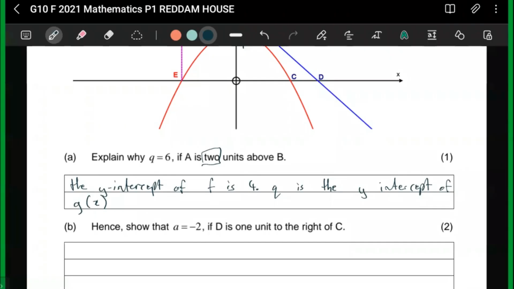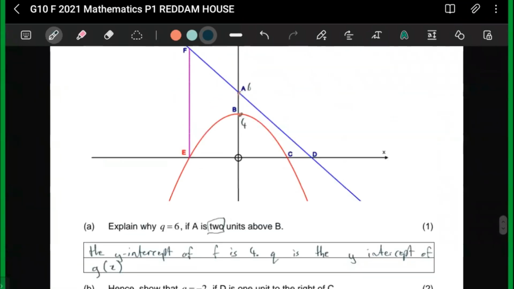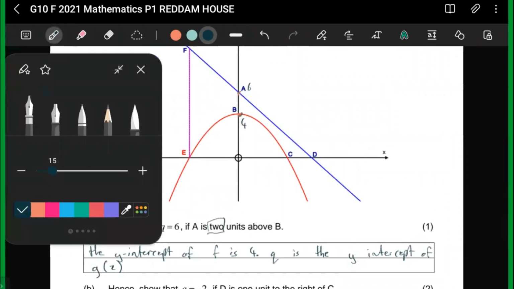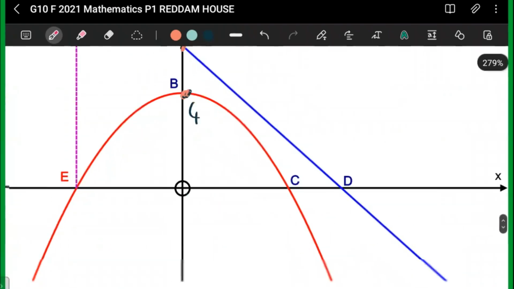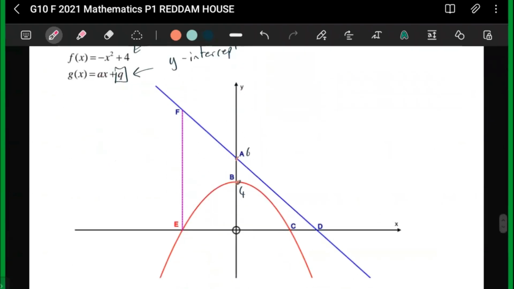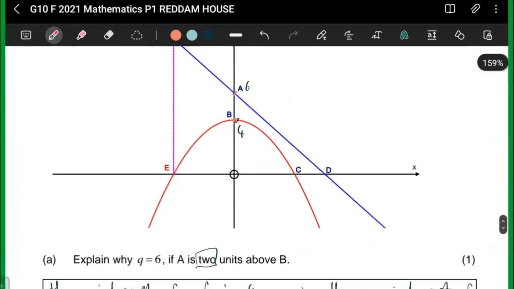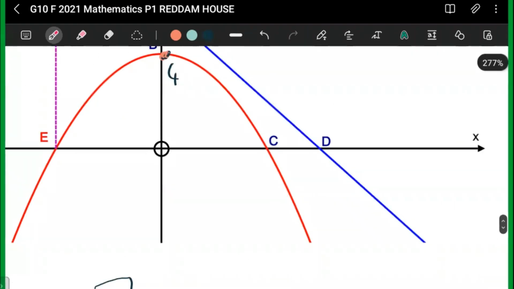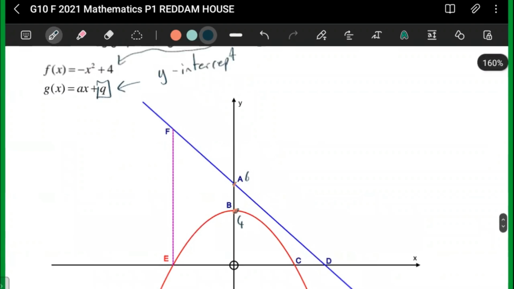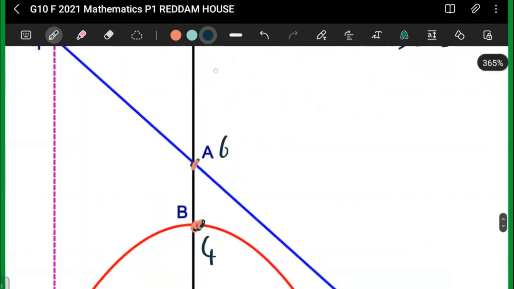Is 1 unit to the right of C, which is okay. So for 2 marks, what they're trying to say is, if you're going to get A, remember A is going to give you the gradient of your straight line graph. Now, if you're going to get the gradient, you at least need 2 coordinates to put into your gradient formula. Your gradient is just y2 minus y1 over x2 minus x1. You need 2 coordinates. So here you already have at least 1 coordinate.